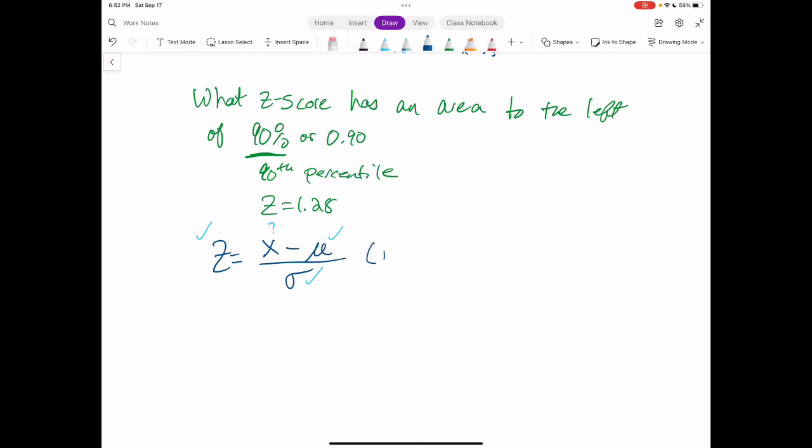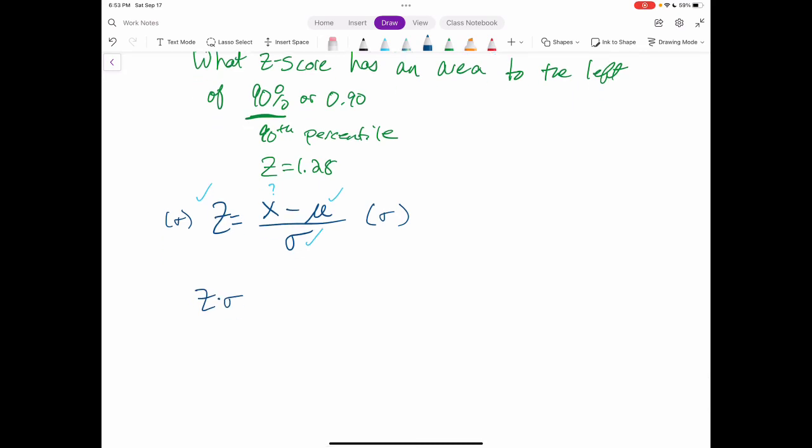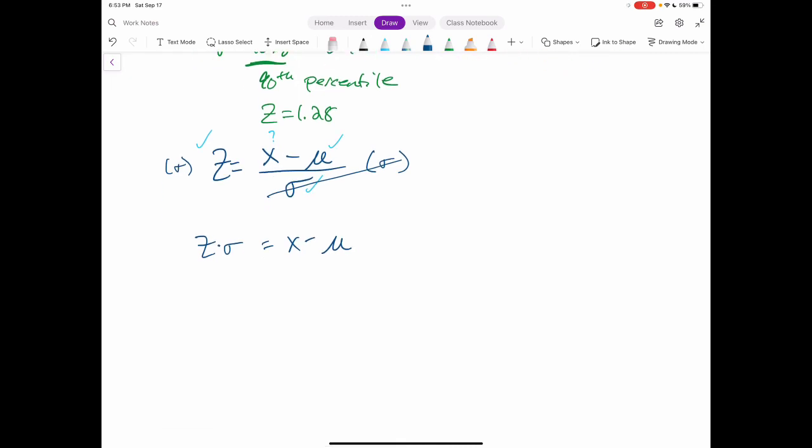The way we do that is we multiply both sides of our equation by the standard deviation. On the left side is sigma times z, which I can also rewrite as z times sigma. Order of multiplication doesn't matter. The right side cancels, I'm left with x minus the mean. I add the mean to both sides, and there is my formula. The mean plus my z-score times my standard deviation gives me my data value.